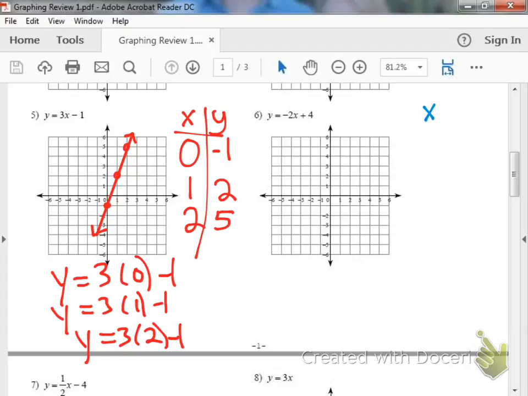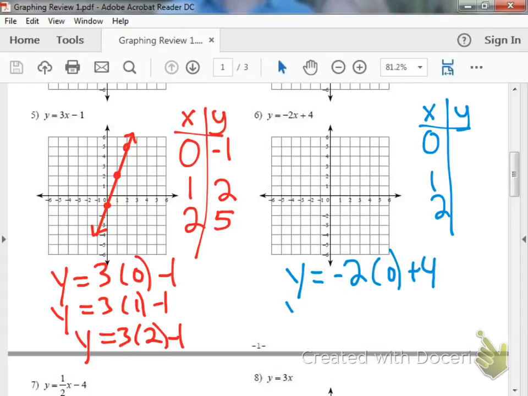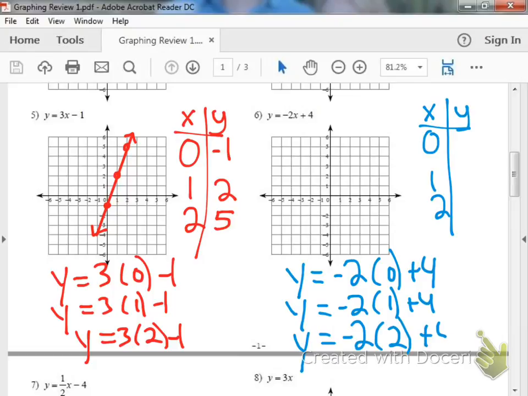All right, number 6, we have X and Y. 0, 1, 2. This is negative 2 times 0 plus 4. Negative 2 times 1 plus 4. And negative 2 times 2 plus 4.